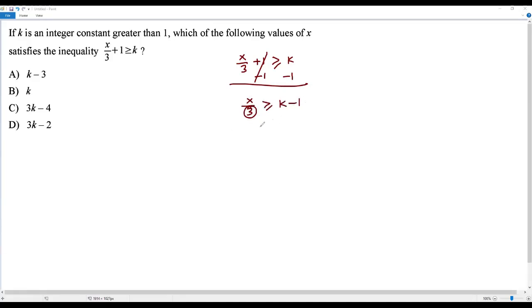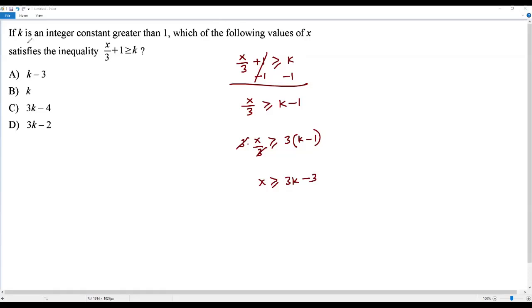Now to get rid of the denominator 3, I have to multiply both sides of this inequality by 3. Then I am getting 3 times x over 3 on the left side and 3 times k − 1 on the right side. So 3 will cancel out. I'm getting x ≥. Now I can distribute this 3 to k and −1. When I do so, I'm getting 3k − 3. Now I have solved for x in terms of k in the given inequality.